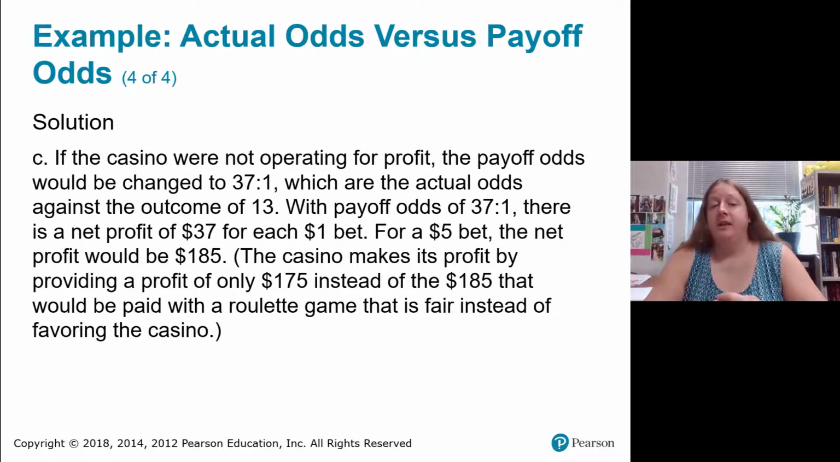giving us a net profit of $185. So notice the casino is making a profit here by providing a profit to us of only $175 instead of the $185 that would have been paid if the roulette game was completely fair instead of favoring the casino. Casinos make their money because the payoff odds are developed so that everything is favoring the casino. It's not necessarily that you're not going to win, it's just that when you do, they're paying out less than the actual odds against are.